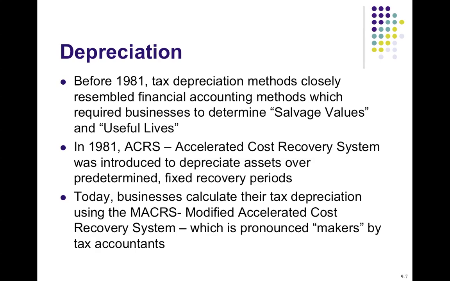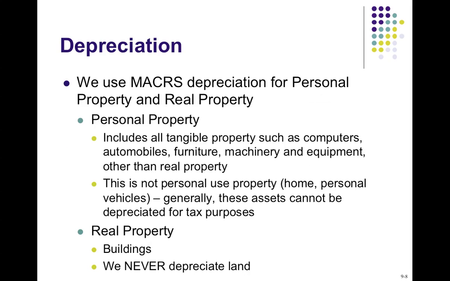So in 1981, Congress passed a law creating ACRS, the Accelerated Cost Recovery System. We used that system for a while, but then they modified the system. The system that we use today for tax purposes is the Modified Accelerated Cost Recovery System. And if you're a tax person, you call this MACRS. Okay, we call it MACRS for short. So we're going to use MACRS depreciation again to deduct the cost of personal property and real property.